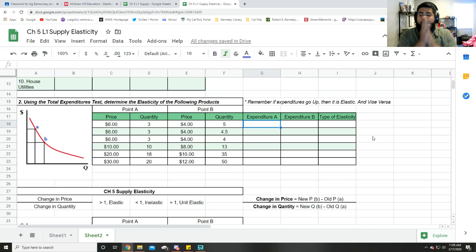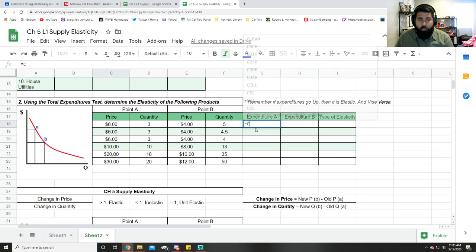Let's follow along. This is going to take a little bit of Excel skills again. In this column that says expenditure A, you're going to hit the equal sign to create a function. Remember, the expenditure is just how much money you're paying overall. If you're buying 3 of this product at $6, how much money are you spending? You could do that in your head: $18. How'd you get that? You multiply the two of them together.